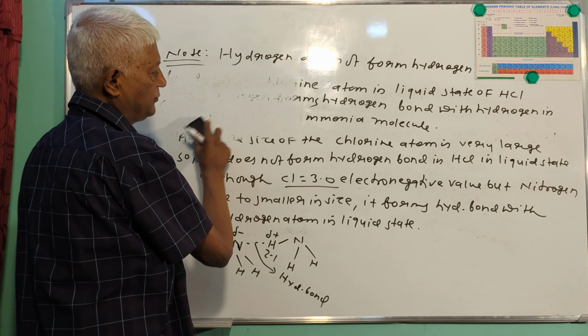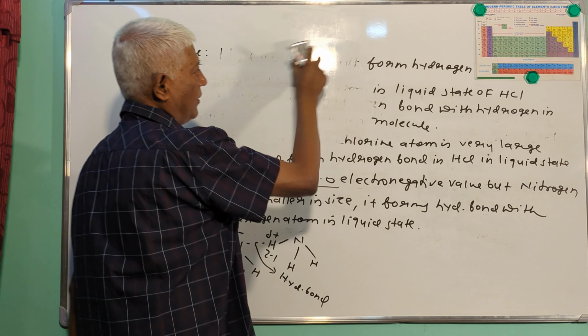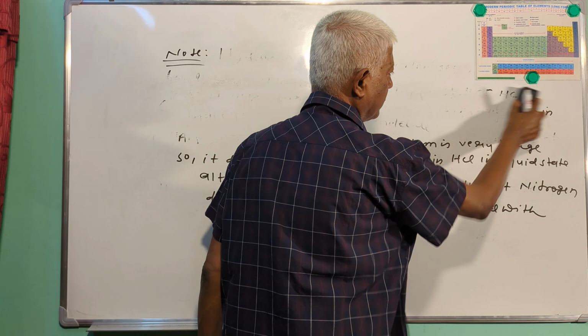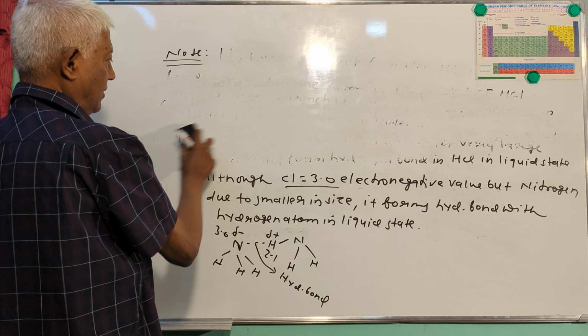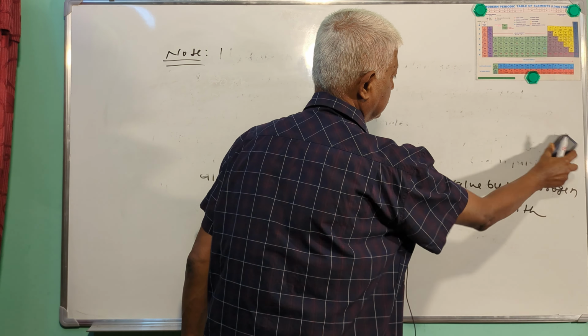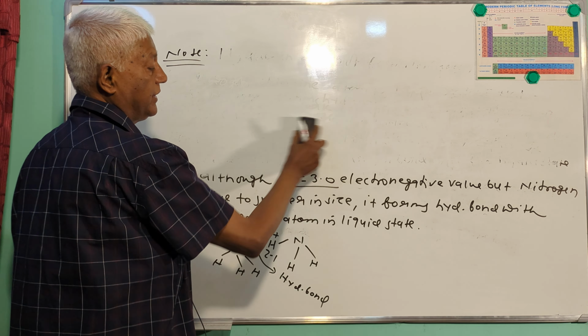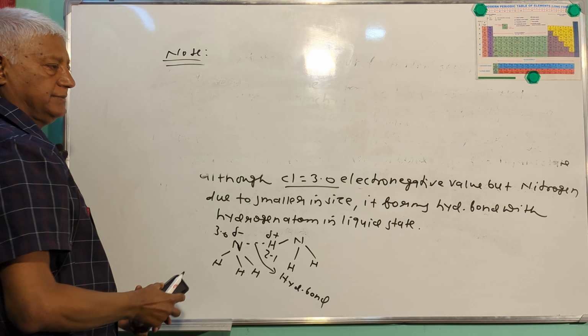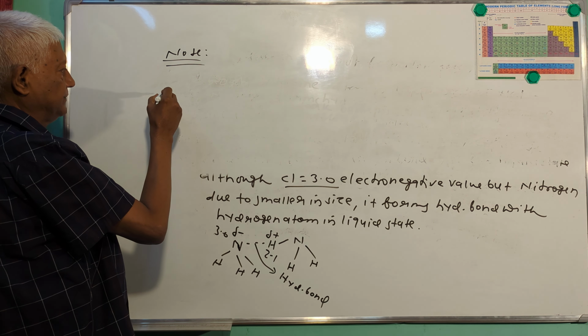Yes. So we always have to keep in mind why chlorine does not form hydrogen bond, although the chlorine atom has 3.0 electronegativity value.